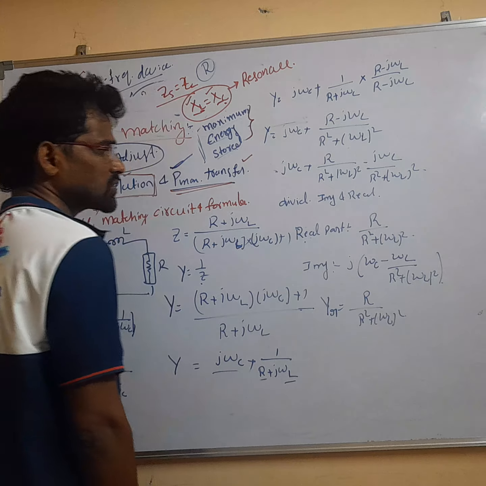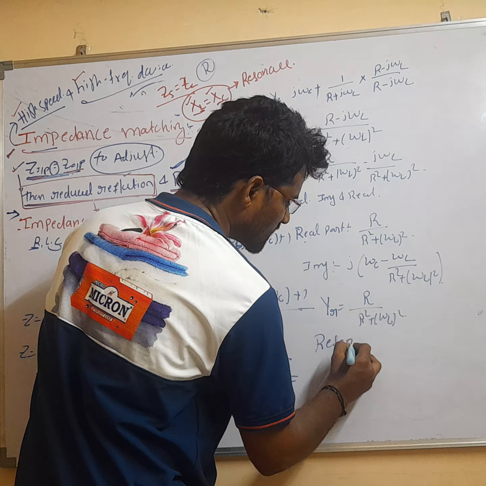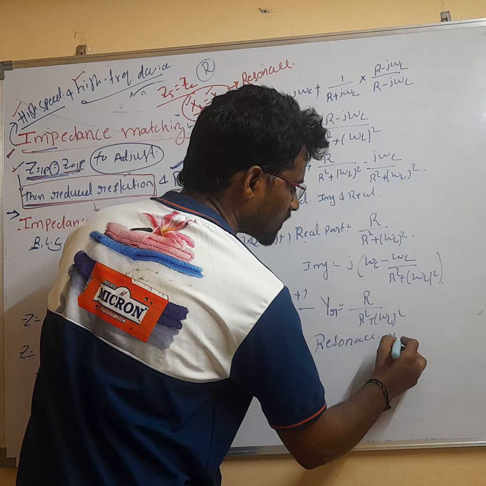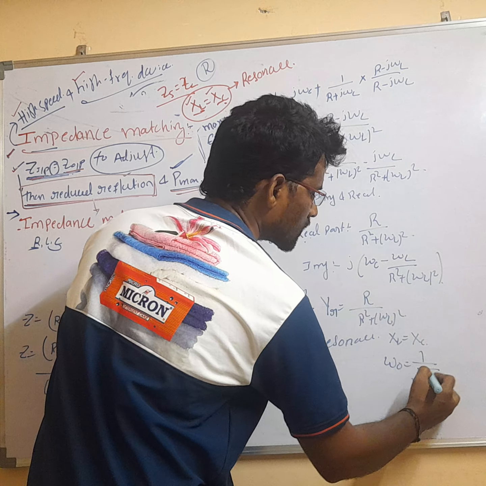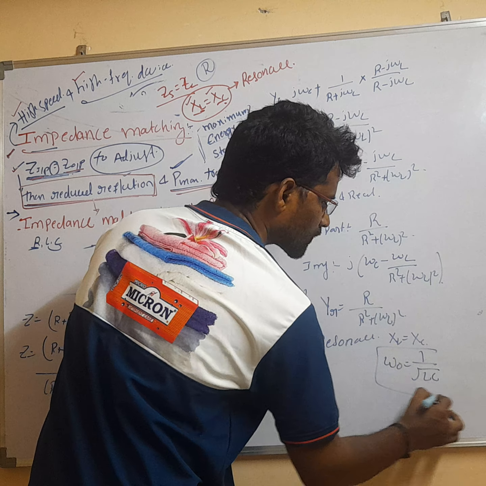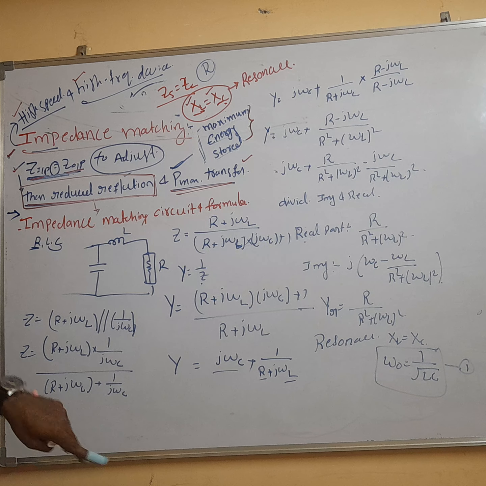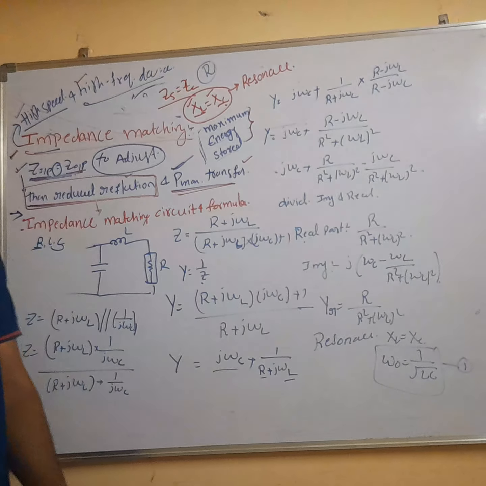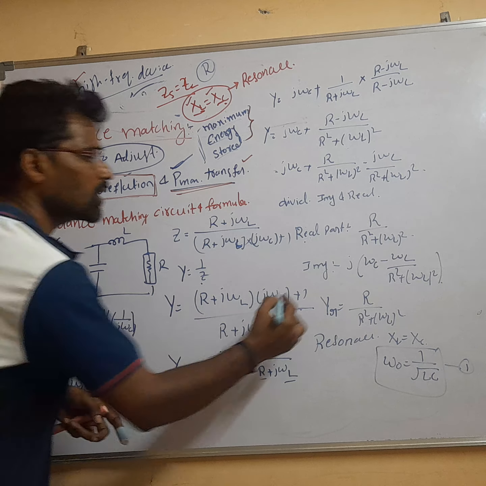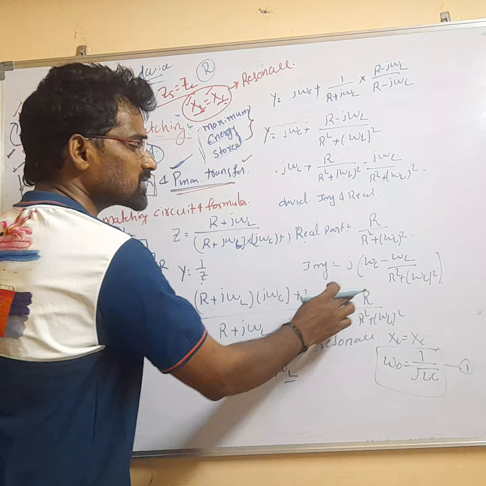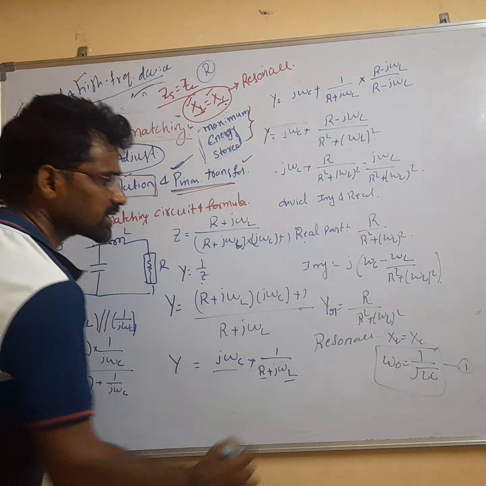Now from the resonance condition, the resonance condition is nothing but XL is equal to XC. From this we can find the resonance frequency: omega naught is equal to 1 by root LC. This is equation 1. So we can find the resistance value, the real part, R by R square plus omega L whole square.